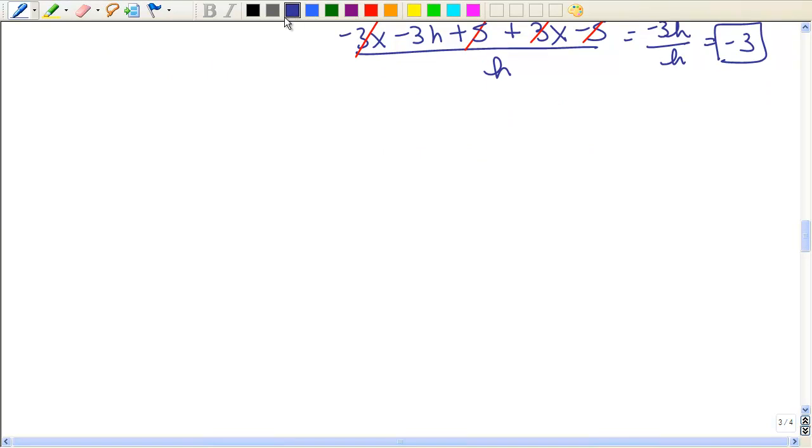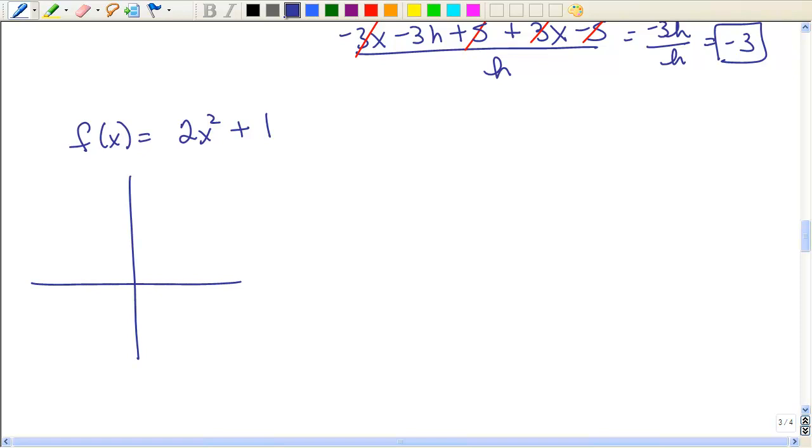All right, let's get into some nitty-gritty. What if I give you f of x is 2x squared plus 1, and I want to find the slope of a tangent line? Now, if you remember, this is a parabola that looks something like that. So the slope of a tangent line is going to vary depending on where I want that tangent line.